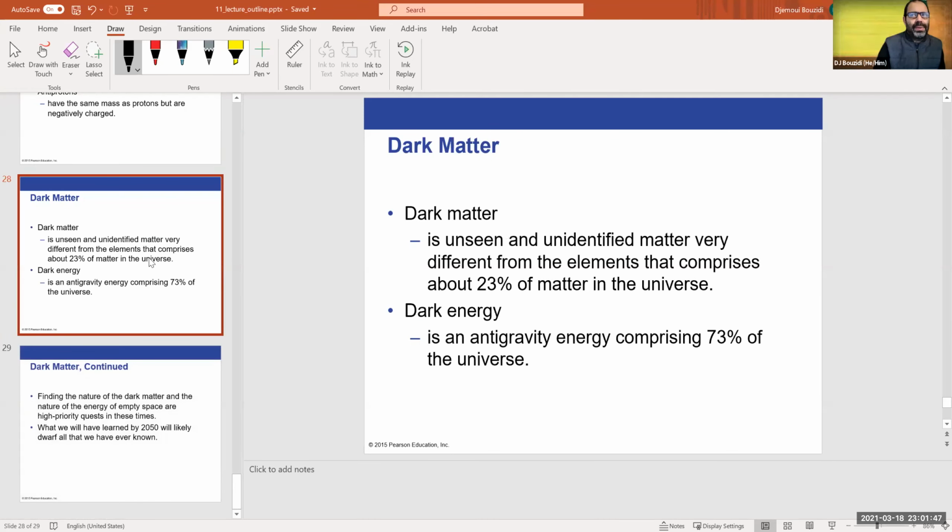Now, as opposed to that, dark matter is unseen and undefined matter, very different from the elements, that comprises about 23% of the universe. Dark energy is an anti-gravity. So with dark energy, which is 73%, and dark matter, which is 23%, both of them are completely unknown, okay? They combine to make 96% of the universe.